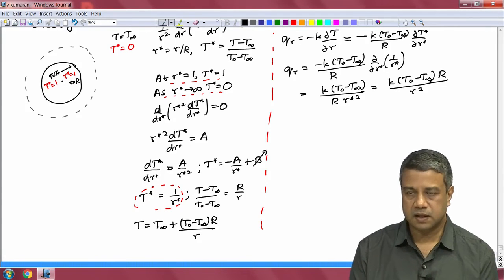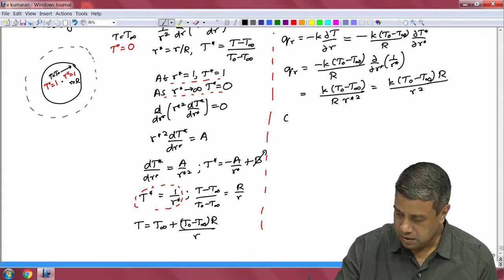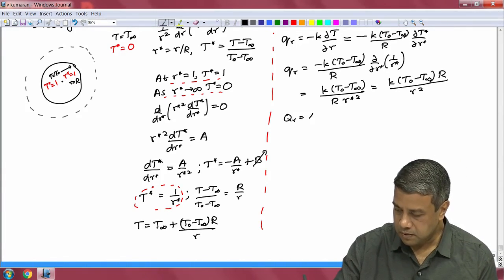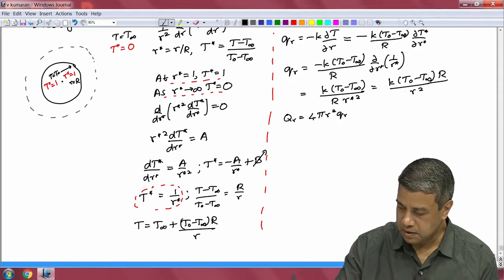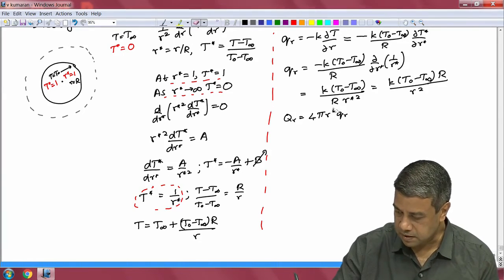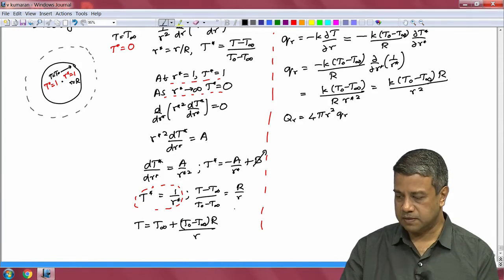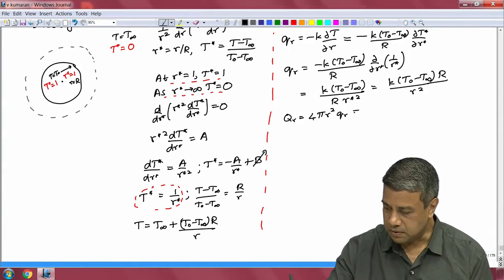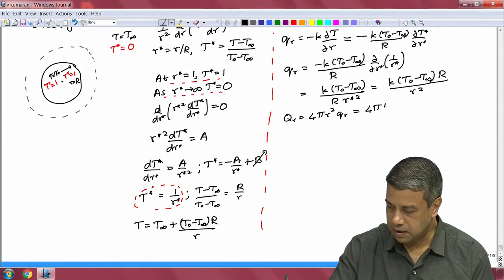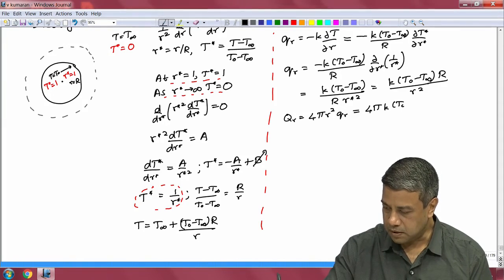What is the total heat transfer rate? Q is equal to 4 pi r square times the flux, surface area times the flux. The heat transfer rate at a distance r is the surface area times the flux, which is equal to 4 pi k into (T naught minus T infinity) into R.